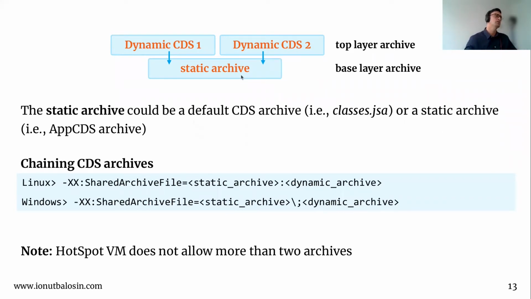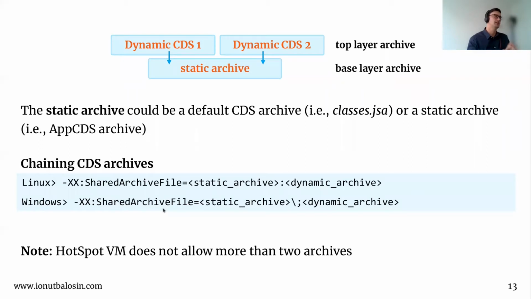For example, you can create an app CDS as the base layer archive, and dynamic CDS can refer to it. Personally, I've never seen this situation, where a dynamic archive points to an app CDS, but it's possible. You can also, if you have 2 archives, like a static archive and a dynamic archive, for example an app CDS archive and a dynamic CDS archive, chain them, and once you run the JVM, you can specify both of them. So you can play with this. As mentioned, I didn't do it in practice.